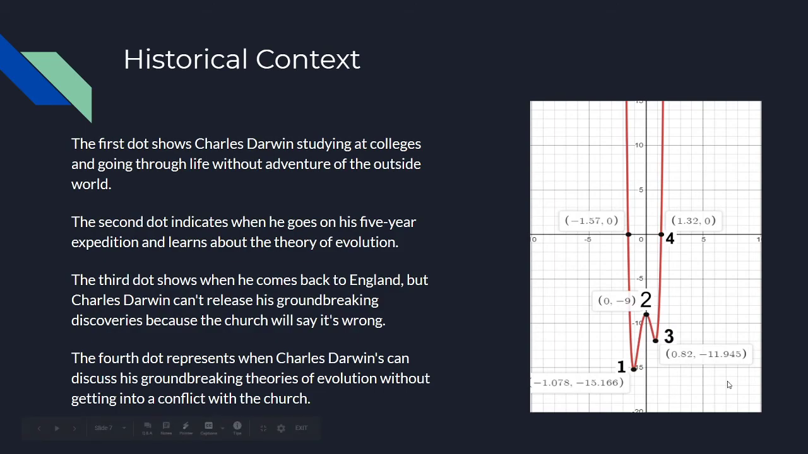But I would say the fourth dot jumps all the way up to here because it represents when Charles Darwin can discuss his groundbreaking theories of evolution and natural selection without getting into as much conflict. That's why 20 years later he released his book about evolution and natural selection, because he was always so scared. But by that time he's like, okay, I'm going to do it. So he got to release it. I feel like it jumps up because of the hard work they did on that expedition, especially trying to find and connect the pieces. I think he definitely jumps up here.